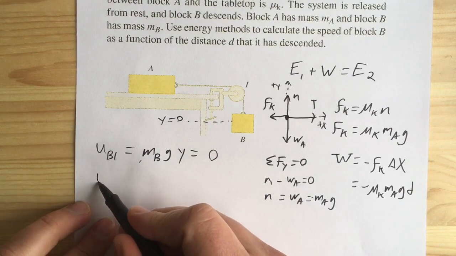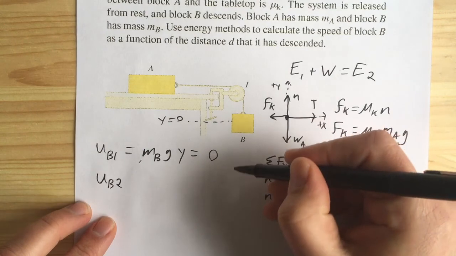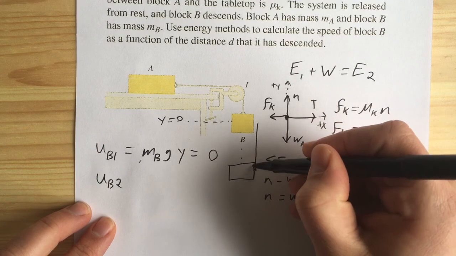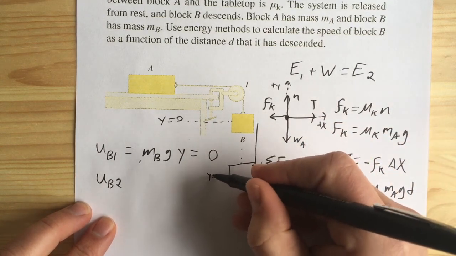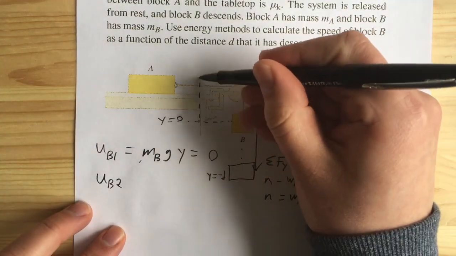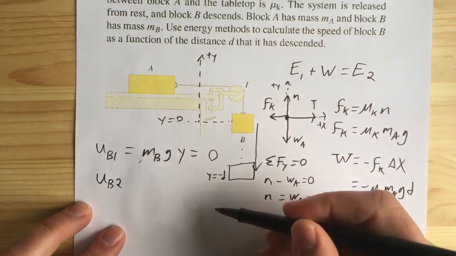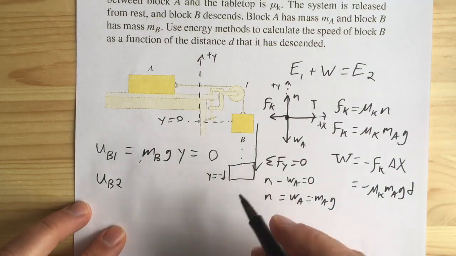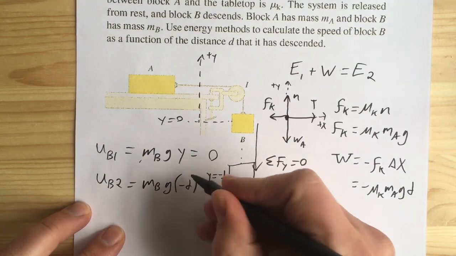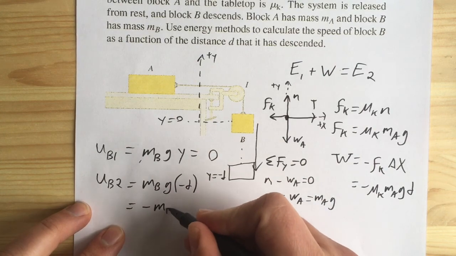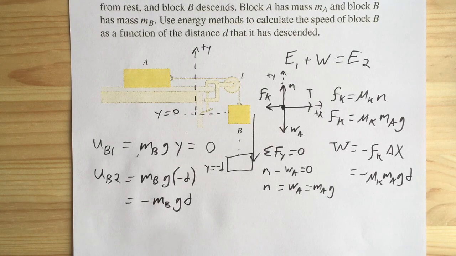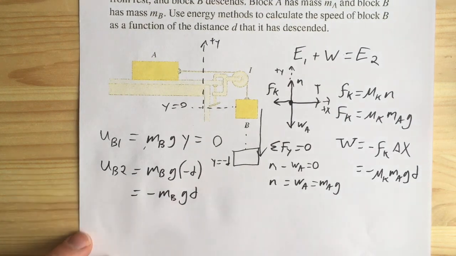And you'll note that at time 2, B has now descended some distance, and it is down here, and its final position is y equals minus d, because I've defined plus y to be upwards. So it's fallen a distance of minus d. So the final potential energy of object B is going to be m_B g times minus d, or minus m_B g d. Okay, so that's just how I've chosen to set up the problem. There's many ways you could have done this. But that's just one of the types of energy we have to deal with.